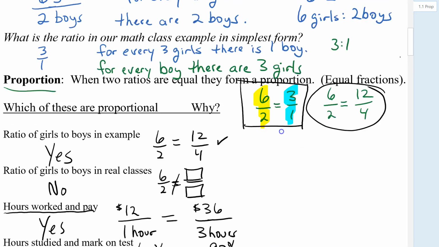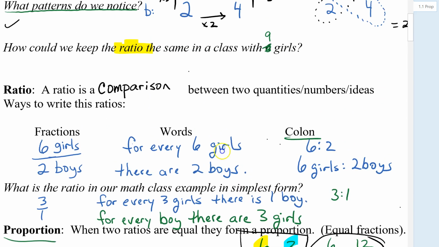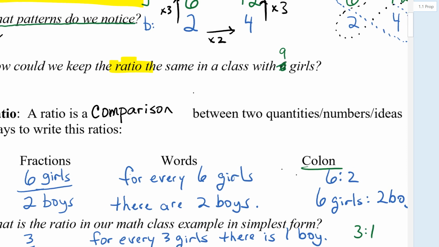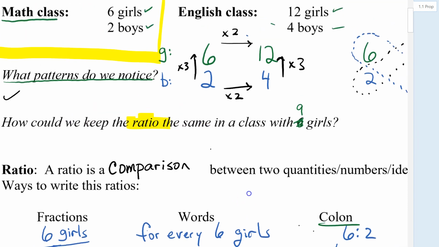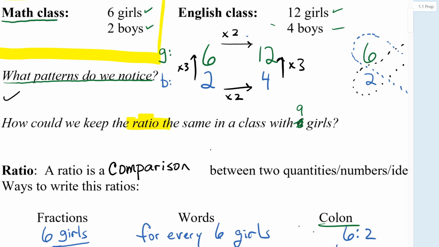Let's see if you can pick up another one. By the way, maybe we should go back to this question that we didn't answer. Maybe some of you are thinking, hey, Mr. Spazio, you forgot. How could we keep the ratio the same in a class with 9 girls? Okay, so we started off with 6 over 2, girls on the top, boys on the bottom, and then 9 girls, and then something on the bottom. Is there any way to figure out how many boys that would be?